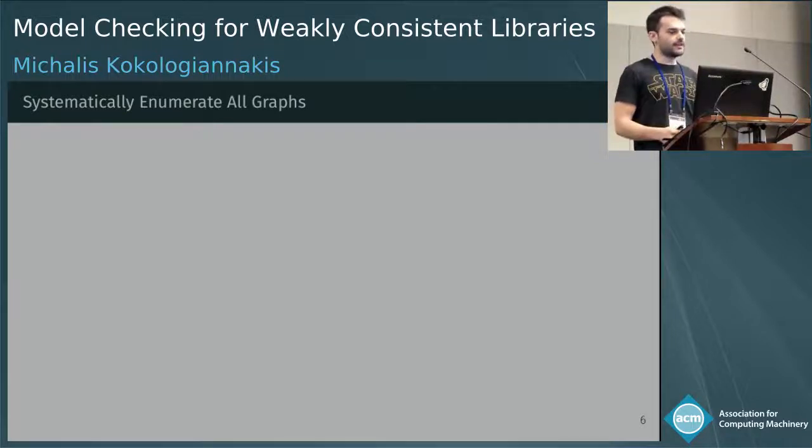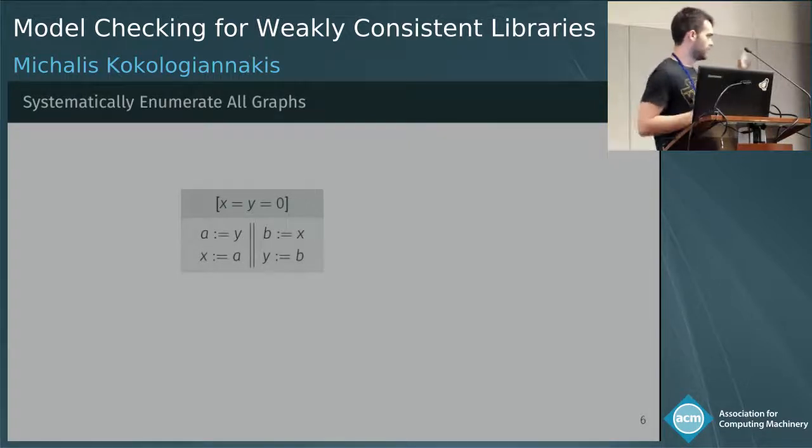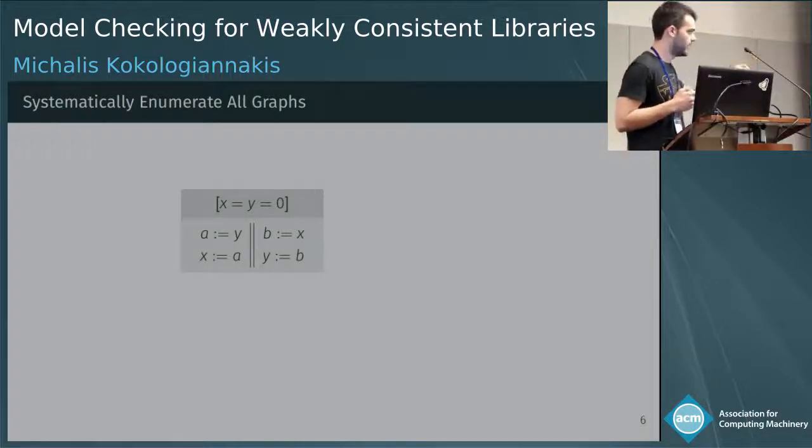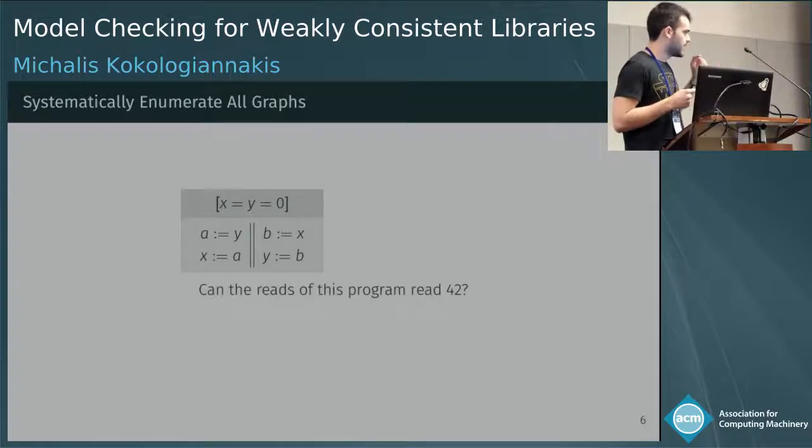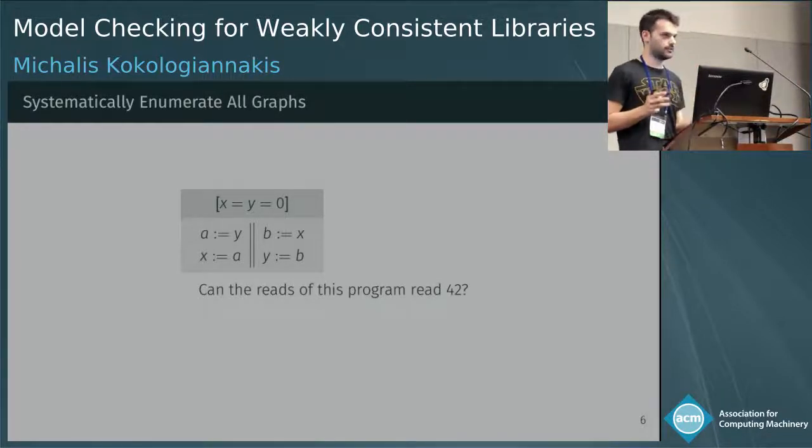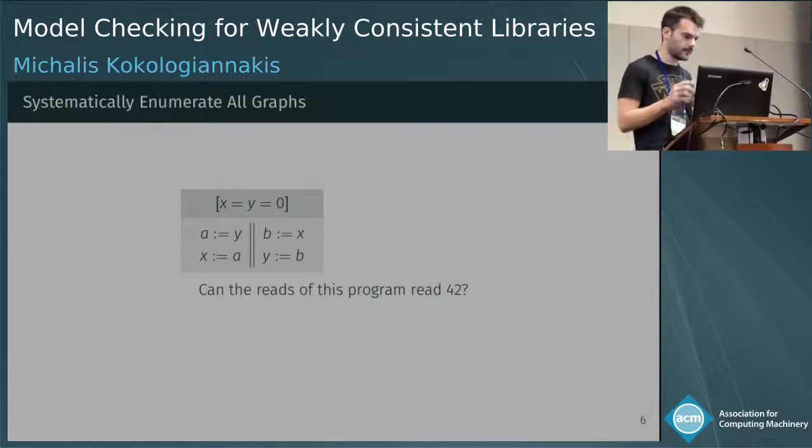Now, it turns out that this is not trivial. And to see this, I have this example where the first thread is reading from y and writing the value read to x, and the second thread is reading from x and writing the value read to y. And the question is, can the reads of this program read 42? And note that this value 42 doesn't even appear in this program. This is known as an out-of-thin-air behavior.